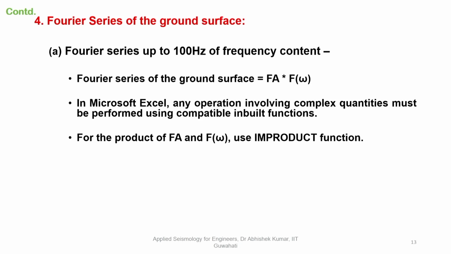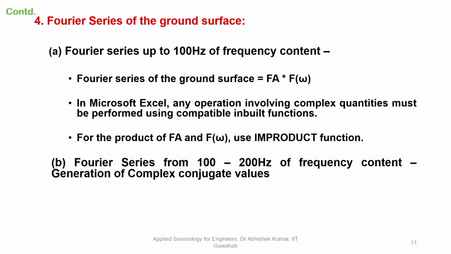Both the Fourier amplitude as well as F(omega), the transfer function, are functions of the frequency content of the motion. By multiplying these two values, you can determine the Fourier amplitude at the ground surface. Only thing, there will be complex quantities also, so you can use the inbuilt function and it will give you the compatible real values. The Fourier series from 100 to 200 hertz will basically have the conjugate components of 0 to 100 hertz.